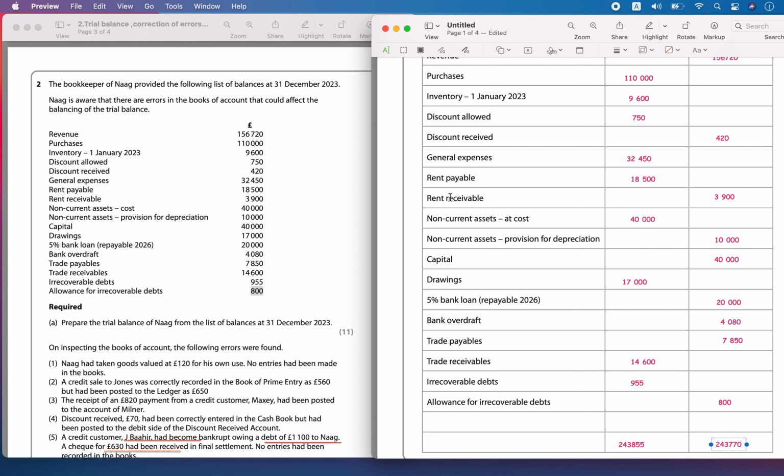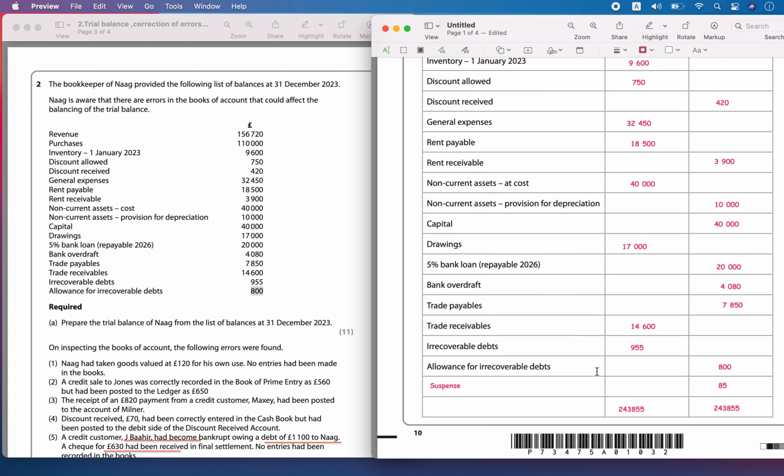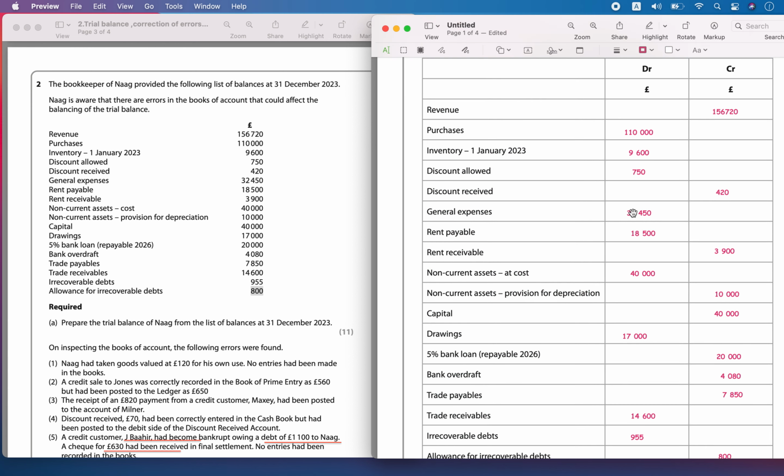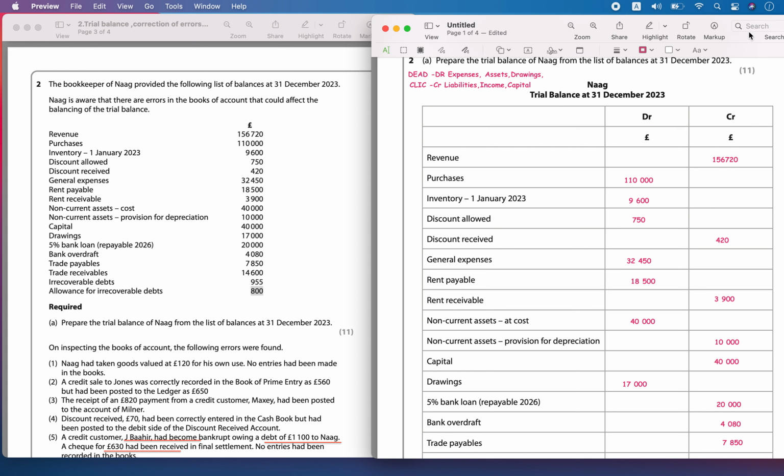Let's calculate the difference between these two. So there is a difference: 243855 minus 243770. So here the credit side is less by an amount of 85. So I'm going to put it as a suspense. Suspense 85, and then I'm going to make this the total. This suspense would have arisen because there would have been errors which are not identifiable by the trial balance. So let's end this.